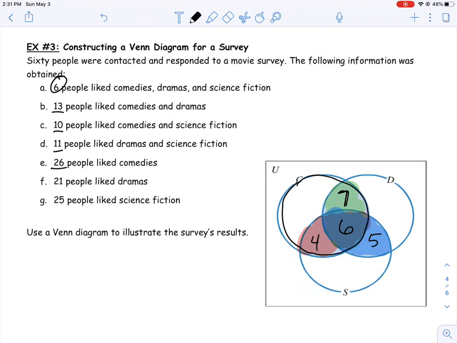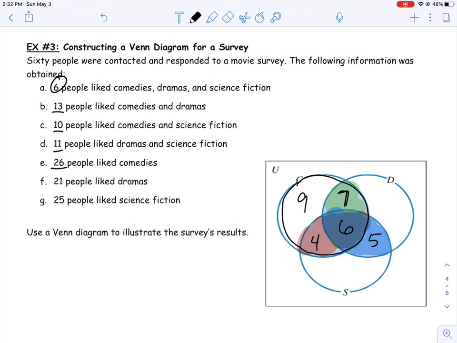Okay. Now, the next one says 26 people like comedies. Here's my comedy bubble, and 26 people are supposed to be inside. Do you notice that I already have 7 and 6 and 10 already inside that bubble? So I can't add 26 more because that would be too many. So if I have a total of 26, but I already have 7, and I already have 6, and I already have 4, then I have to subtract all of those out from 26 so that I can get the right number that goes here.